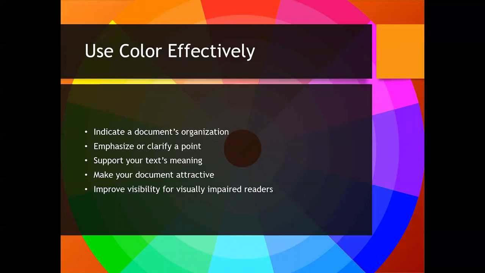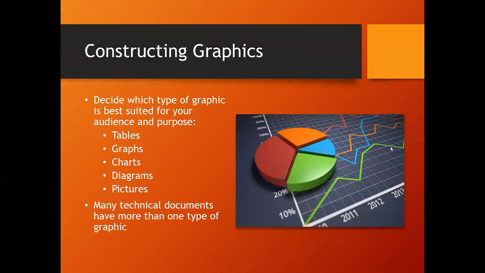It can be used to indicate the organization, to emphasize, clarify. It can be used to support a specific topic. It makes your document pretty, let's just be honest. And it does improve visibility sometimes for visually impaired readers. You do need to be careful though sometimes if you might have someone who is colorblind reading, it may have a different effect than what you intend.